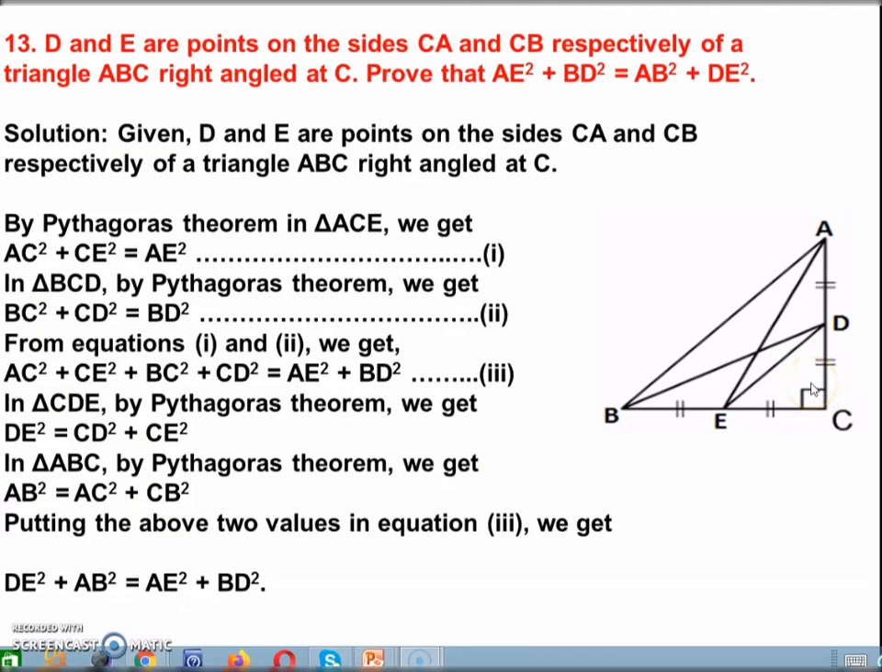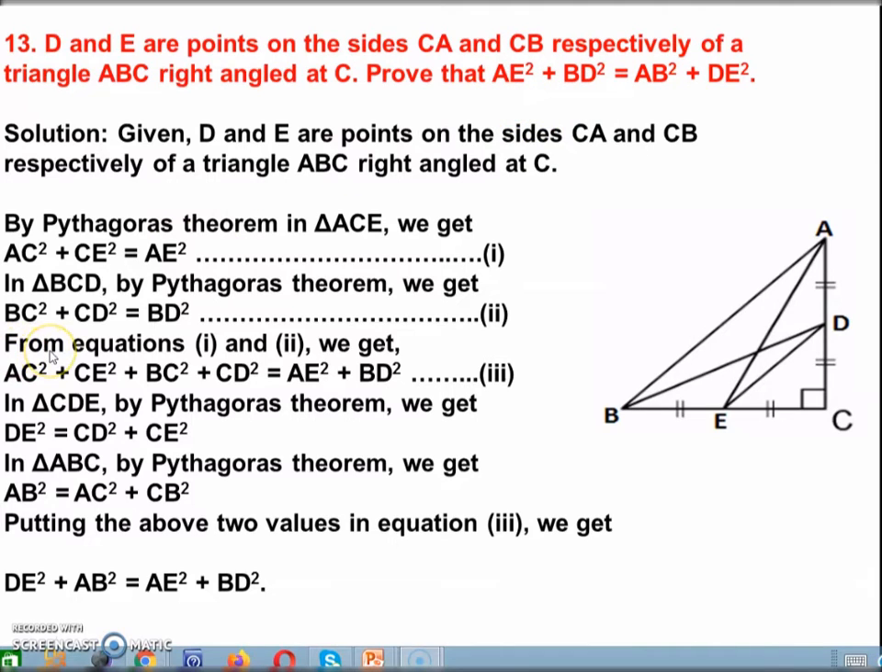So first we will apply Pythagoras theorem in triangle ACE. This triangle ACE, when you apply Pythagoras theorem, you will get AC square plus CE square is equal to AE square. Next we will apply Pythagoras theorem in triangle BCD. Now why have we selected these two triangles? Because we will get a relation between AE square and BD square. And then when we add them, we will get the left hand side of what we are going to prove, AE square plus BD square. This one we will get.